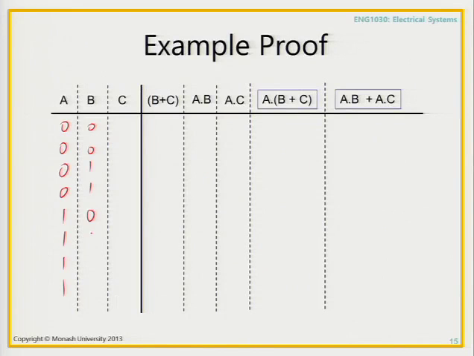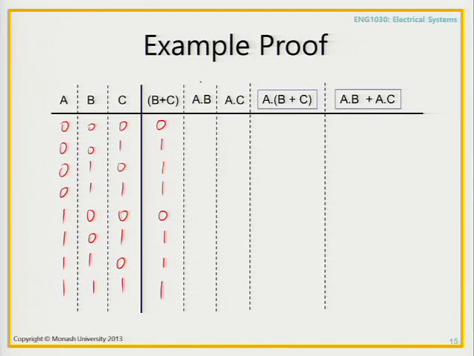So when you're asked to prove whether two arrangements of gates or functions are equivalent, you can use a truth table to prove this. So over here, you can go B or C. Given the values in the columns, B or C is 0, 1, 1, 1, 0, 1, 1, 1.